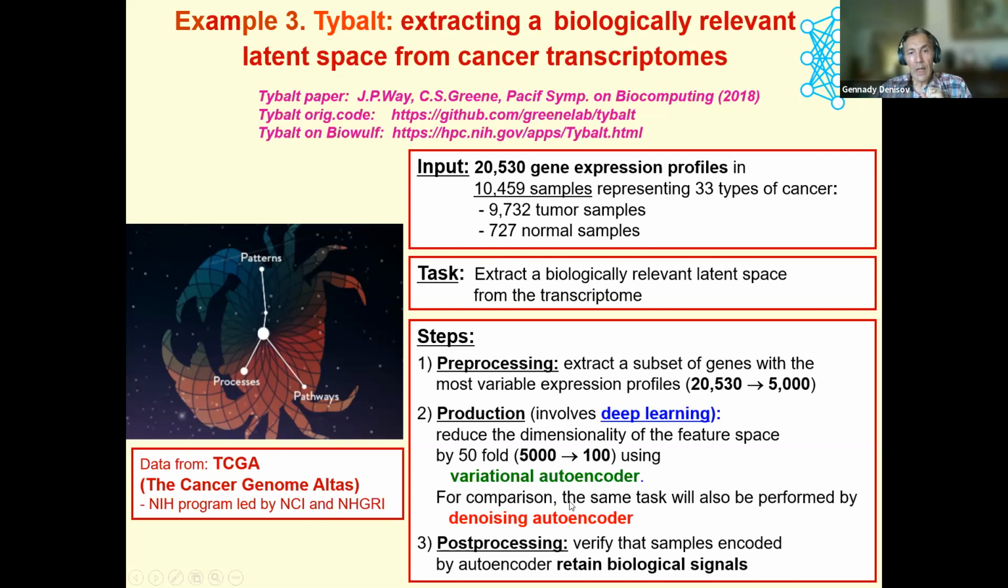And finally, in the post-processing step, we will verify that the samples encoded by the autoencoder, each of these 100 encodings, retain biological signals. So we will see what benefit we may have from this kind of dimensionality reduction. Any questions about this slide?